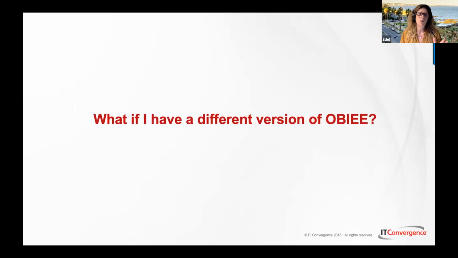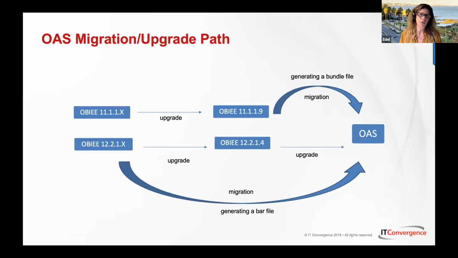So what happens if you have a different version of Oracle BI? This is a graph that I think is quite useful for you. If you are on anything in OBIEE 11g before 11.1.1.9, you need to upgrade to 11.1.1.9 and then do a migration to OAS, generating what is called a bundle file. If you're on 12.2.1.4, you can upgrade to OAS through the upgrade process, or you can do a migration and generate a file.